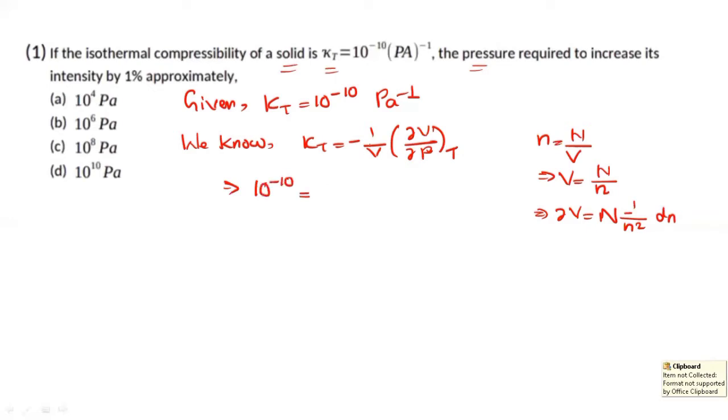It is equal to minus 1 by V. Okay, 1 by V can be written as, minus sign as it is, small n by capital N. And delta V is equal to minus of capital N by small n square, and this side we will have delta n by del P. This is how we can write it. Okay, now if you see, this small n will cancel with this small n, this capital N will cancel with this capital N, and finally what you will have?